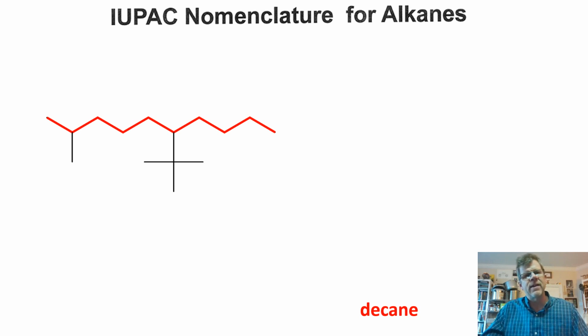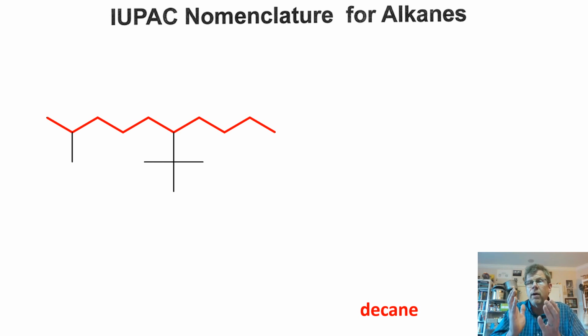And we find that now that we've identified the parent structure, we have some substituents. Where are those substituents located? Well, we have to number the chain. In this case, we have to be careful.